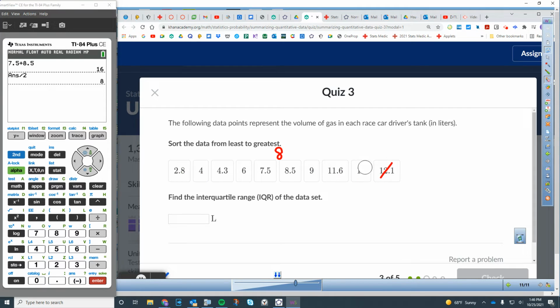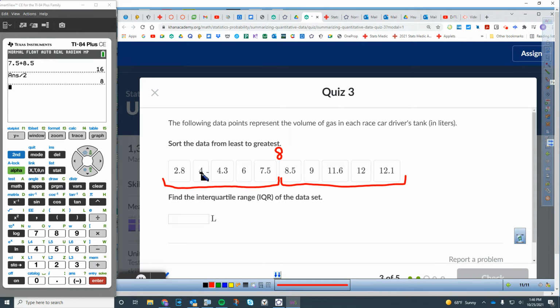Okay, we erase all of those. So let's focus on this part here. Okay, this part, and then later on we focus on this part. So this is the lower half, right? Lower half that is less than 8. Let's find the median of the lower half.